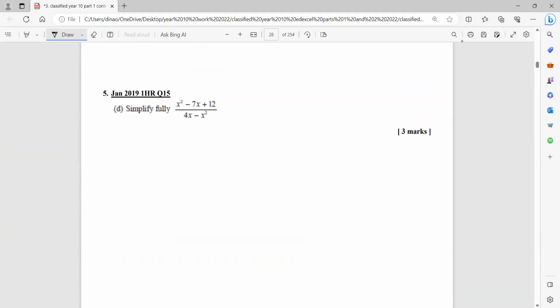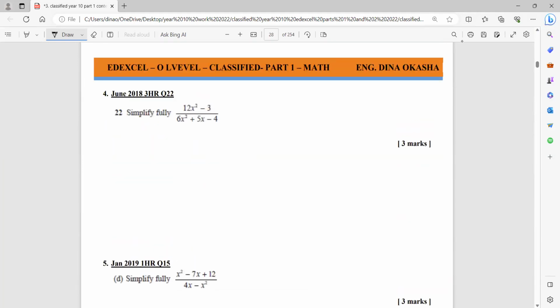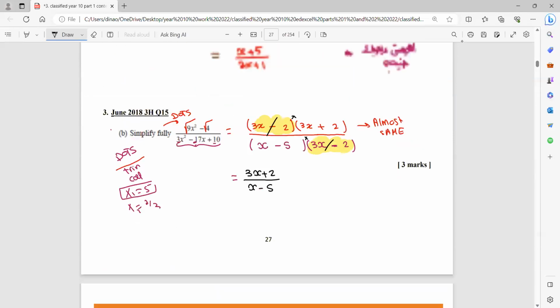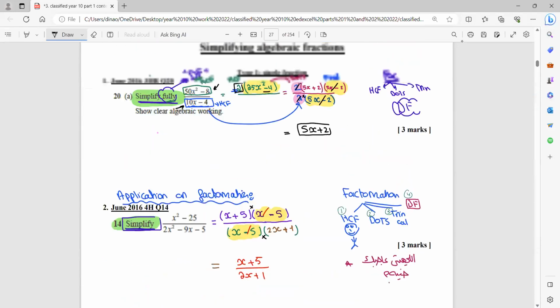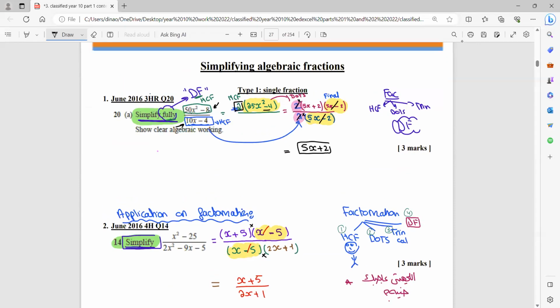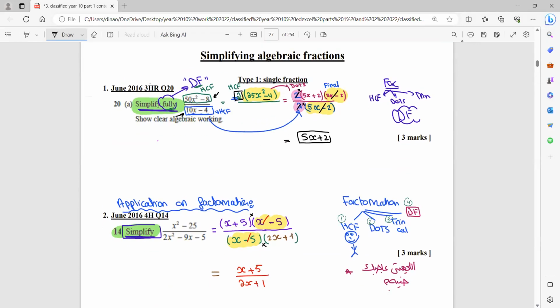Now let's go on and see if we have more complicated examples. Actually, no, we just have this, and then we have this. So basically, I guess what you can do is practice the rest of your questions on your own. I think I gave you the idea on how to simplify algebraic fractions like these.